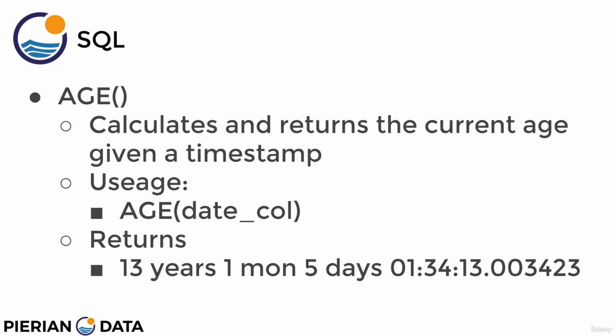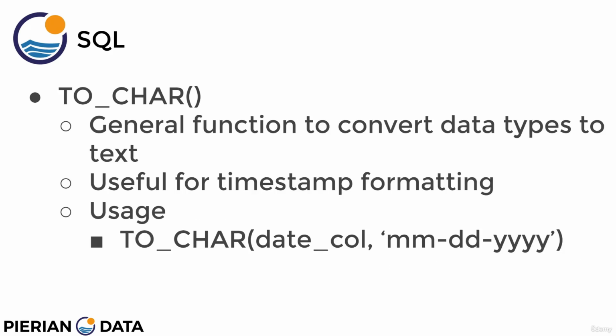So just its age. And then finally, this toChar or toCharacter functionality is just a general function to convert data types to text. And it's actually not explicitly used just for timestamps. You can use this on lots of different use cases, but it's very useful for timestamp formatting in particular. And we're going to go and explore the documentation a little further when we actually work through some examples.